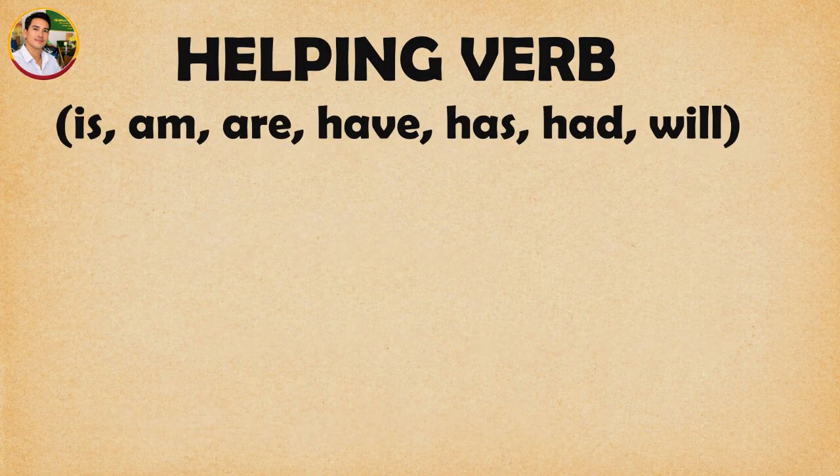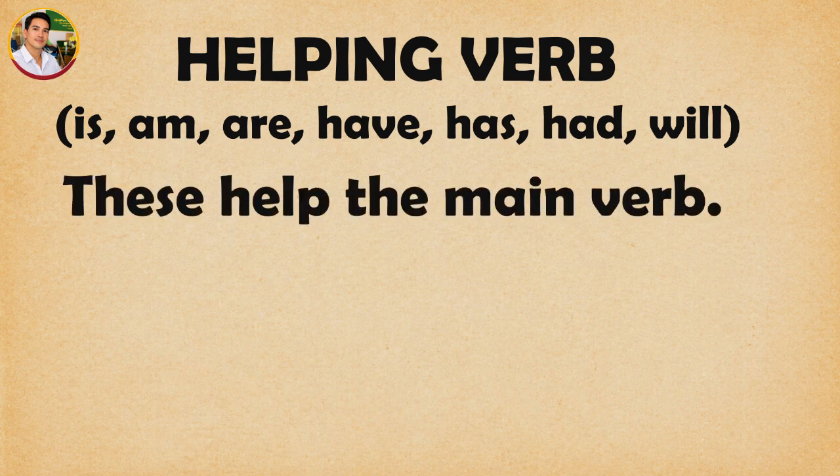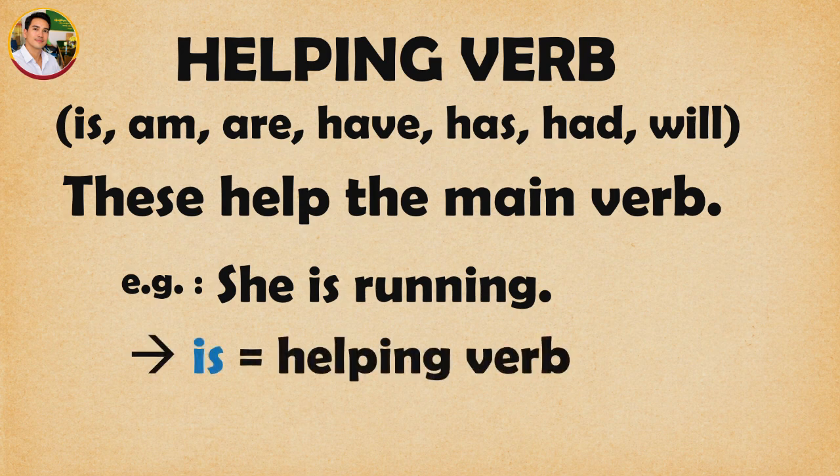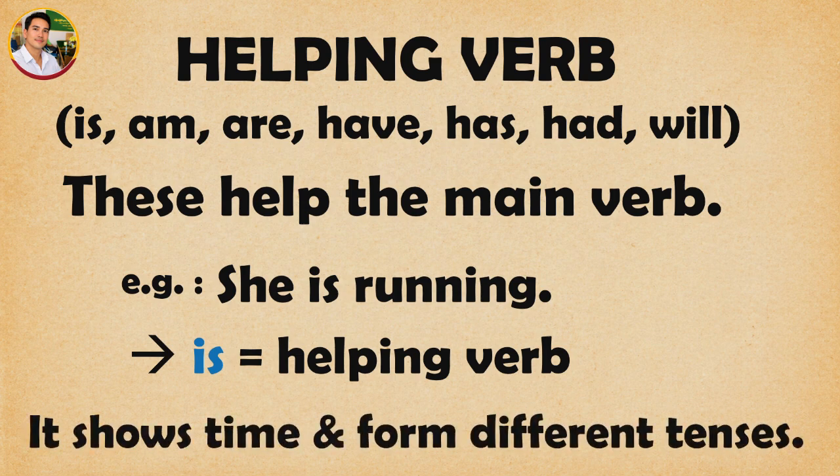Let us move on. Now, helping verbs, also called auxiliary verbs. They help the main verb. For example, she is running. Here, is helps running. Okay? So is called a helping verb in the sentence. So remember, helping verbs help us show time and form different tenses.